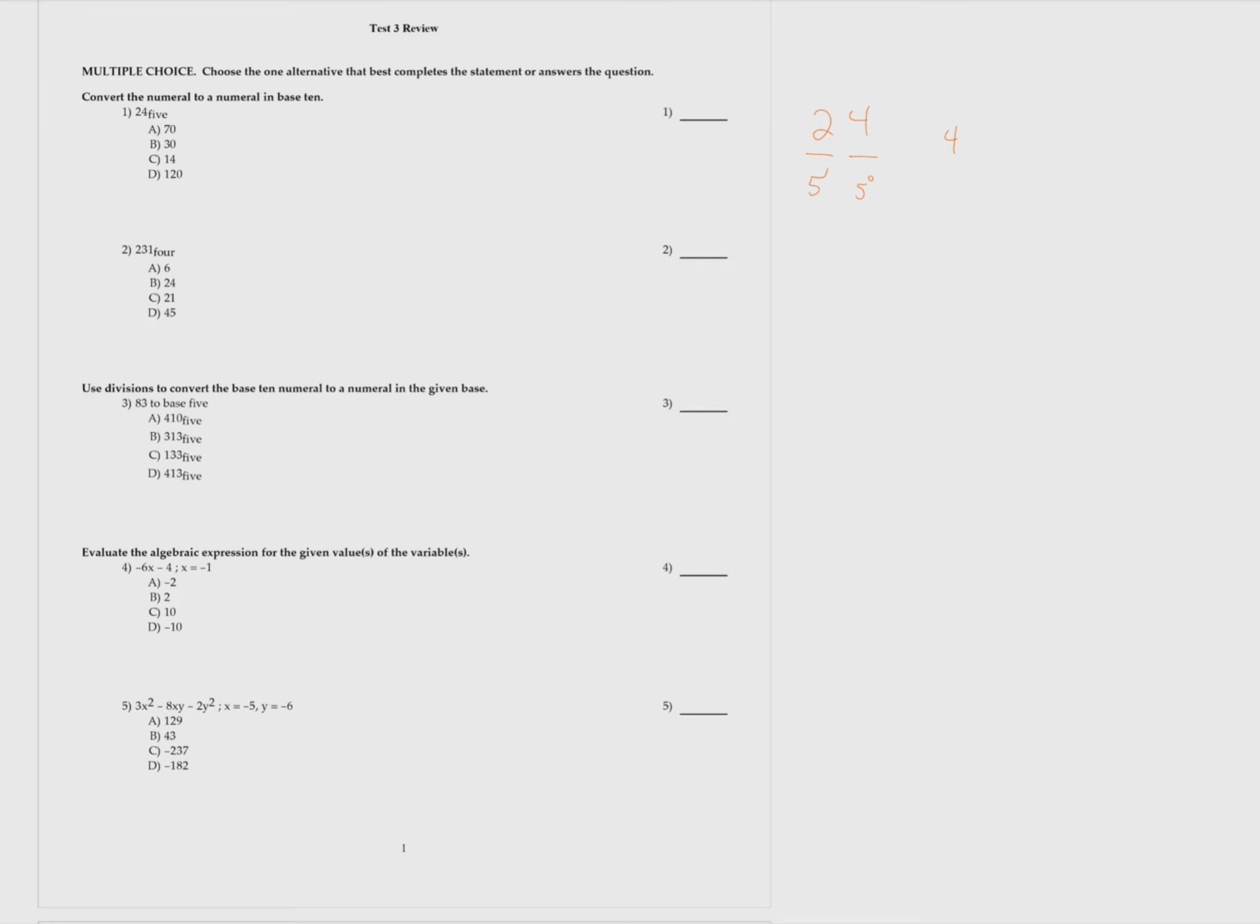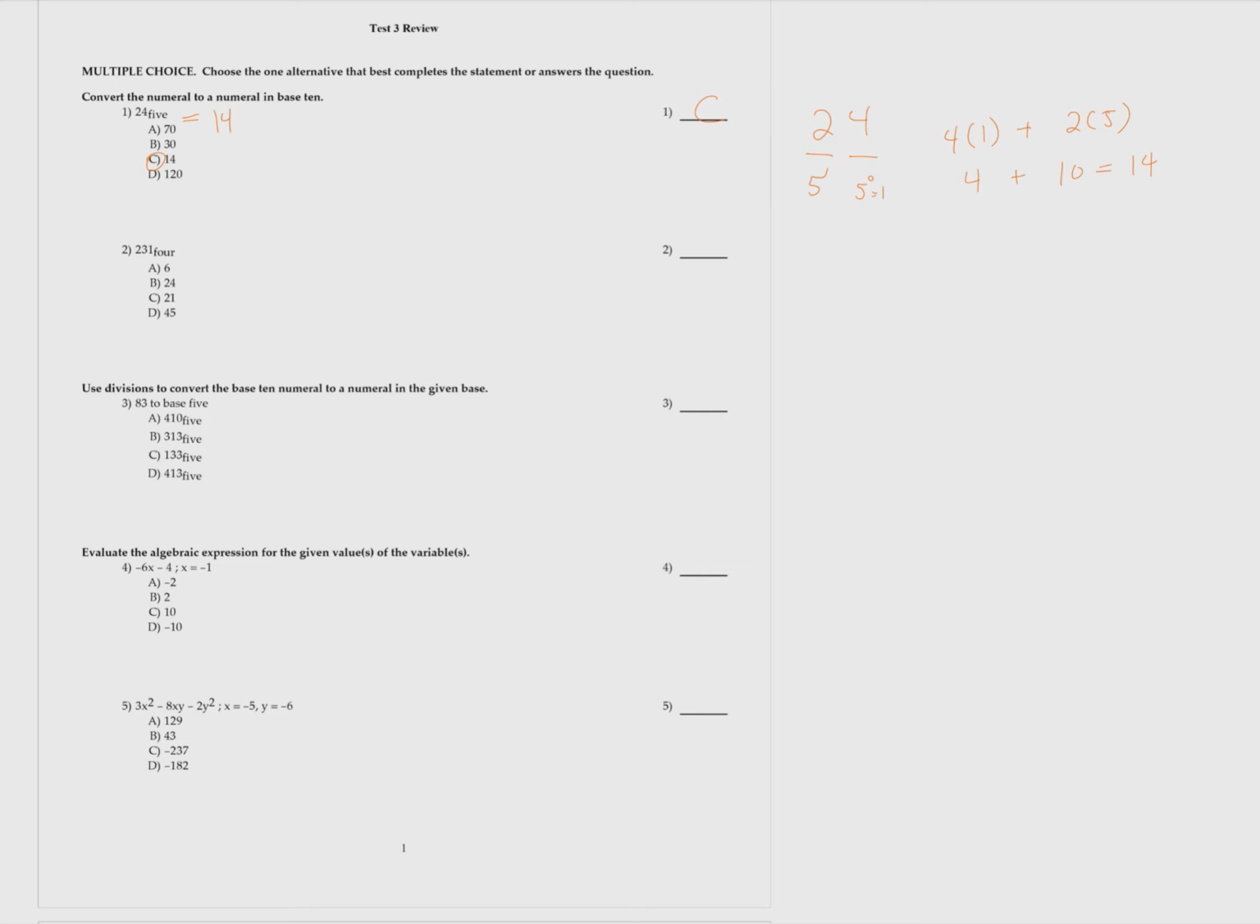We have 4 ones, so that's 4 times 1. If you want to put 5 to the 0, you can, because 5 to the 0 is equal to 1. Plus you have 2, not 2 tens, but 2 fives, because this is worth 5 to the 1 power, not 10 to the 1. Well, 4 times 1 is 4, 2 times 5 is 10, and if you add it up, you get 14. The value in base 10, the way we count every day, is 14. So the answer is C. That's the answer.